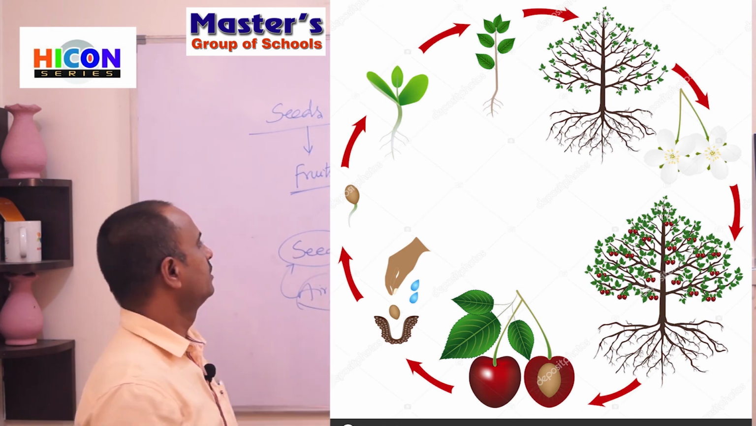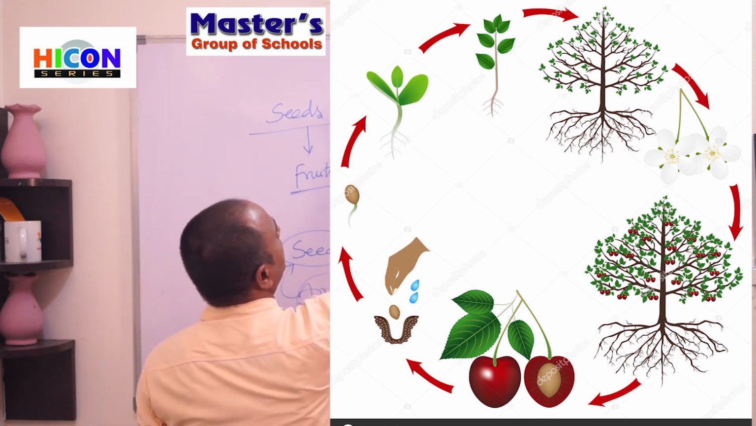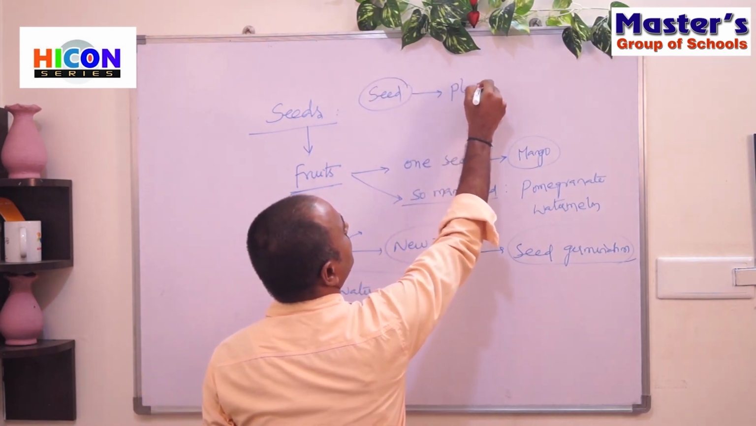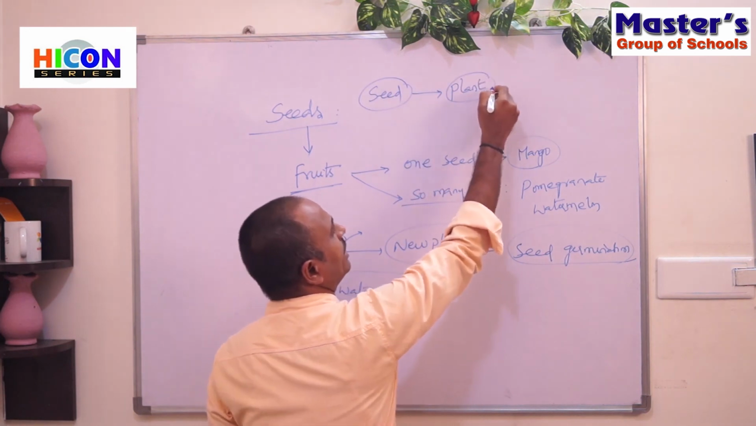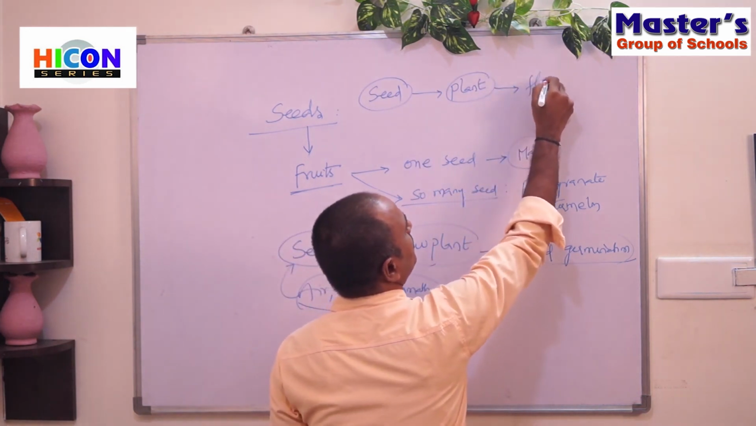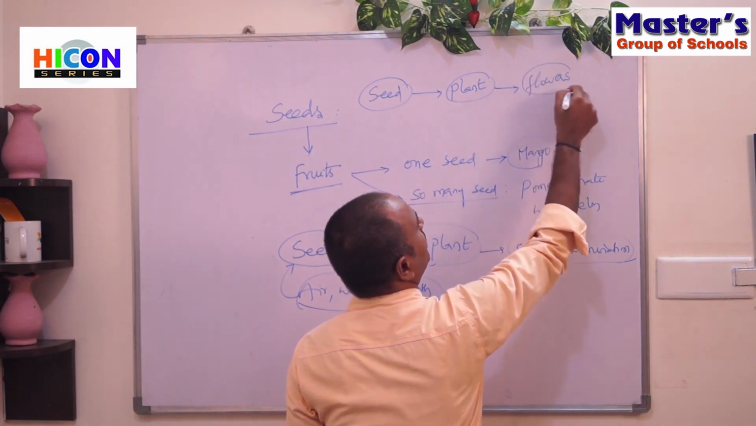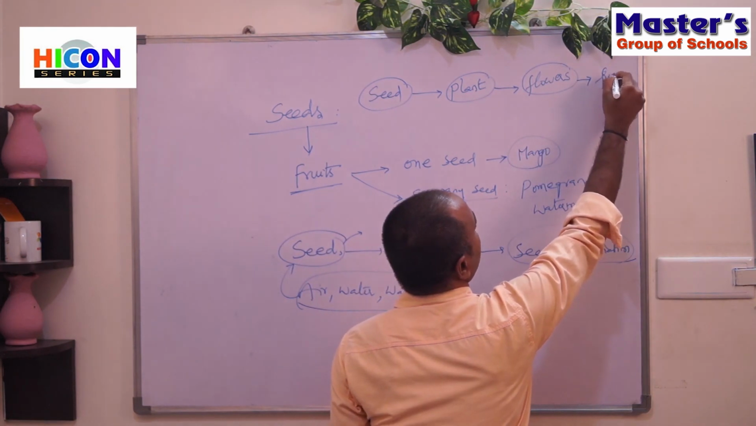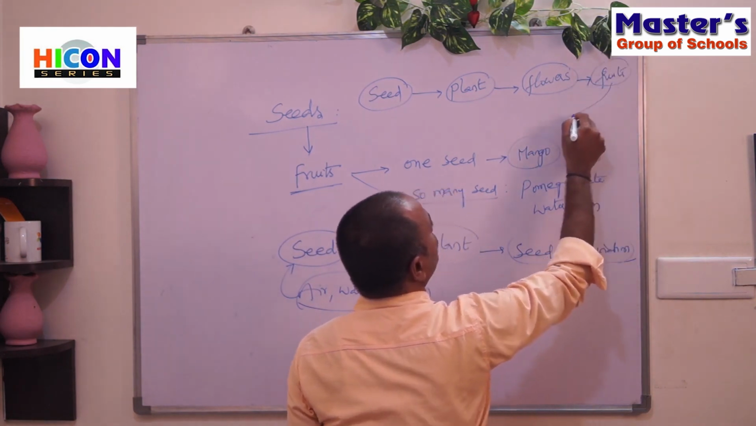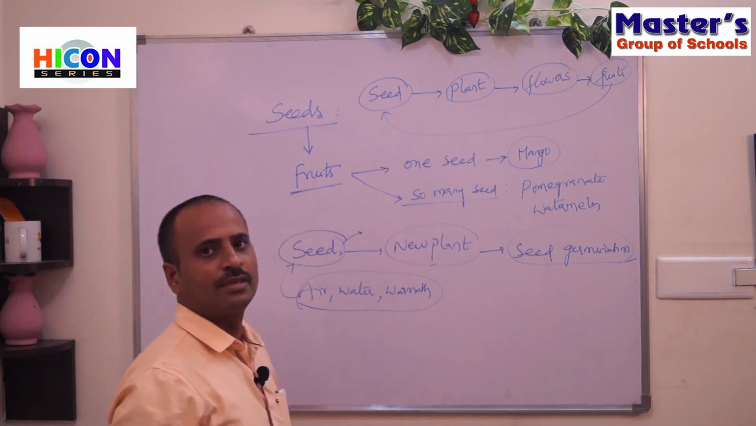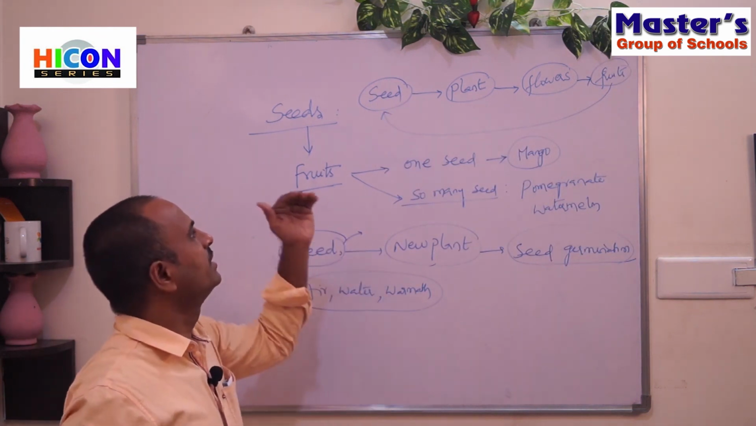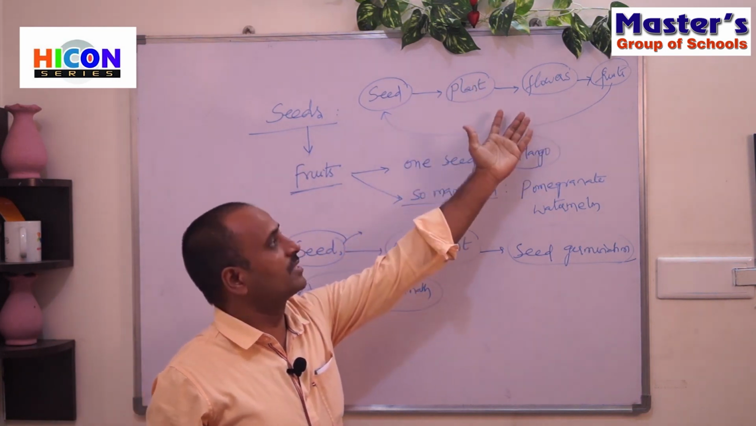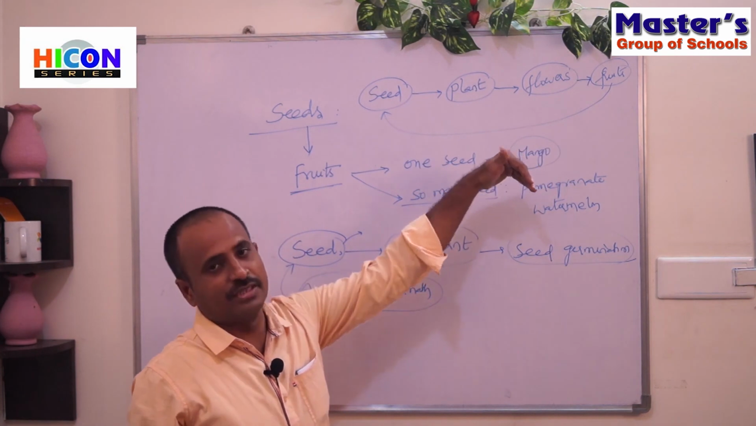Generally, children, if you take a seed, the seed will grow into a plant, and this plant will give flowers. These flowers will turn into fruits, and again these fruits will give seeds. So this is the way a seed converts into a plant, the plant gives flowers, and flowers convert to fruits. Again we get seeds from the fruits.